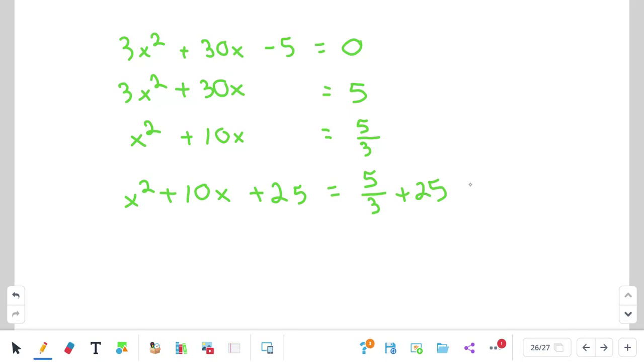Okay? I could have written that as 5/3 plus 75/3. Okay? They taught me how to add whole numbers and fractions. I just made the whole number into a fraction, 25 over 1, gave it a common denominator. Great, I got 80 over 3.